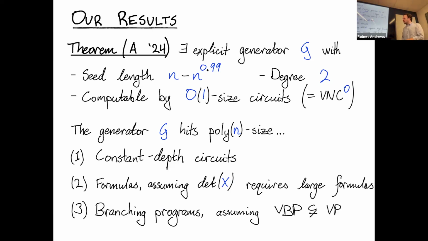And the third result is that you can actually make this generator hit what are called algebraic branching programs. If you don't know what these are, they're something intermediate between formulas and circuits. And again, you need a hardness assumption. You need some separation of complexity classes. So this VBP is polynomials that have small branching programs, and this VP is polynomials with small circuits. So this assumption is saying there's a family of polynomials computable by small circuits that cannot be computed by small branching programs. Again, this is a very tight separation of complexity classes. Not clear if this is actually true or not.